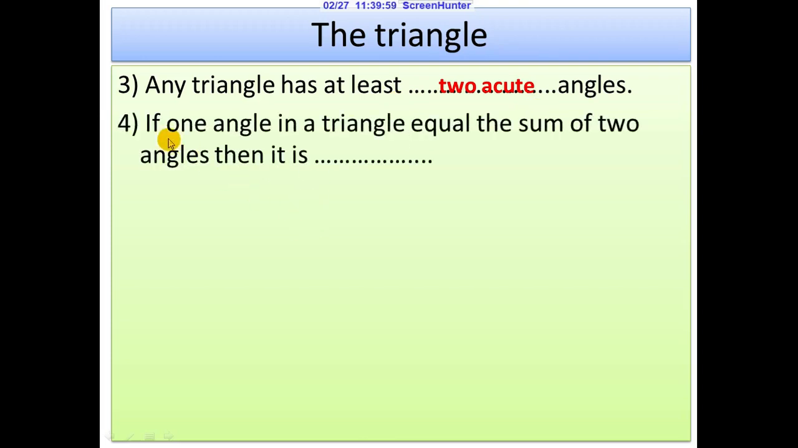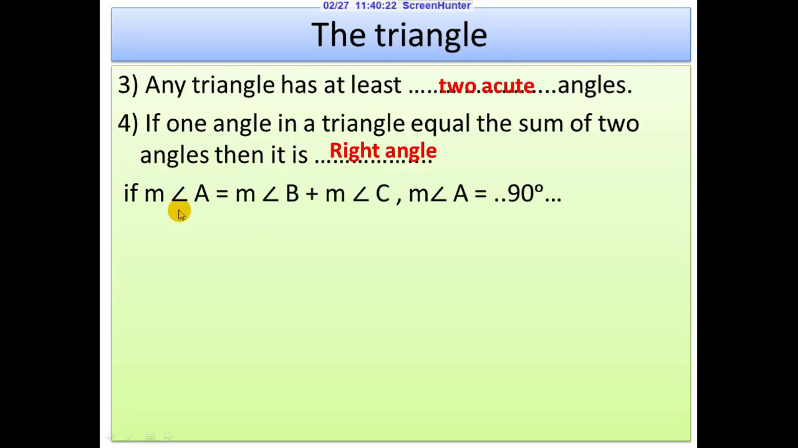Number 4: if one angle in a triangle equals the sum of two angles, then it is a right angle. Again, if we have one angle in a triangle equal to the sum of the two other angles in the same triangle, it is a right angle. We can say it another way: if the measure of angle A equals the measure of angle B plus the measure of angle C, that means the measure of angle A equals 90 degrees.